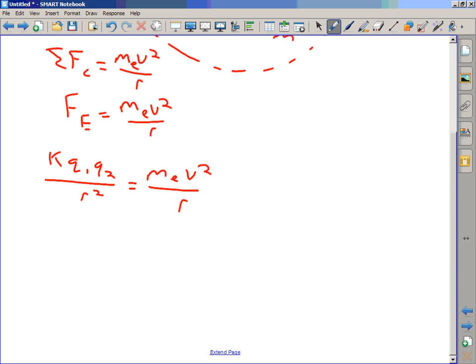Good. I have an equation for the electric force, right? I know what the electric force is: k Q1 Q2 over R squared. Moreover, I now have everything except the velocity. I know what the charges Q1 and Q2 are: the charge of the proton and the charge of the electron.